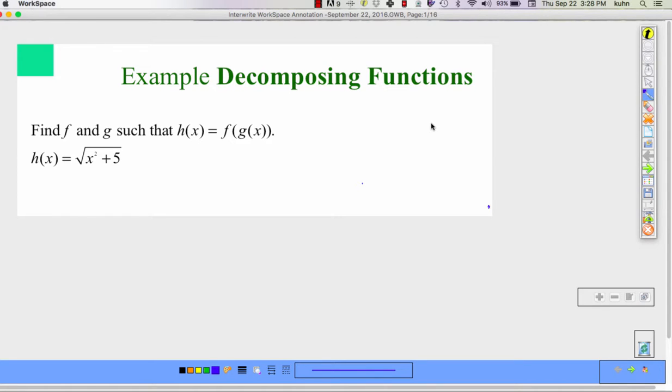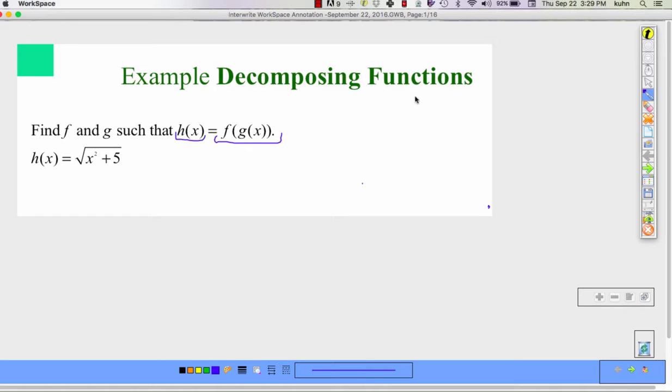Okay, we're going to finish up the last little bit of lesson 1.4. The first thing we're going to do is decomposing functions. So they want us to create a composite function from a function that is given.